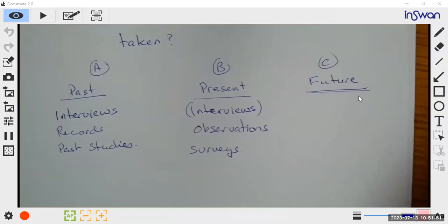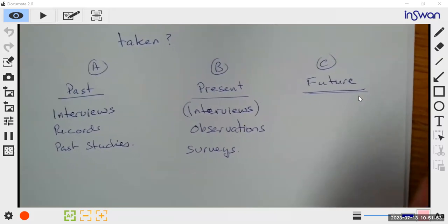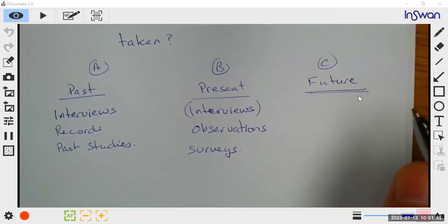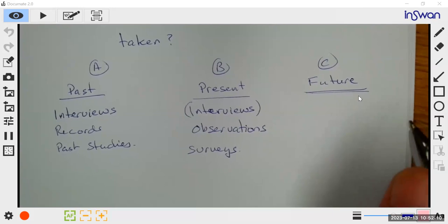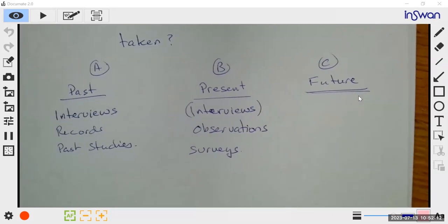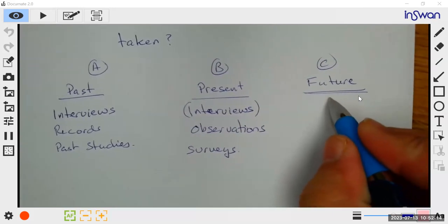Okay, how about future? How would you do future? How would you take a prediction? Well, yeah. You're on this diet plan. Will it work or is it working? So, yeah, this one is the most difficult one.